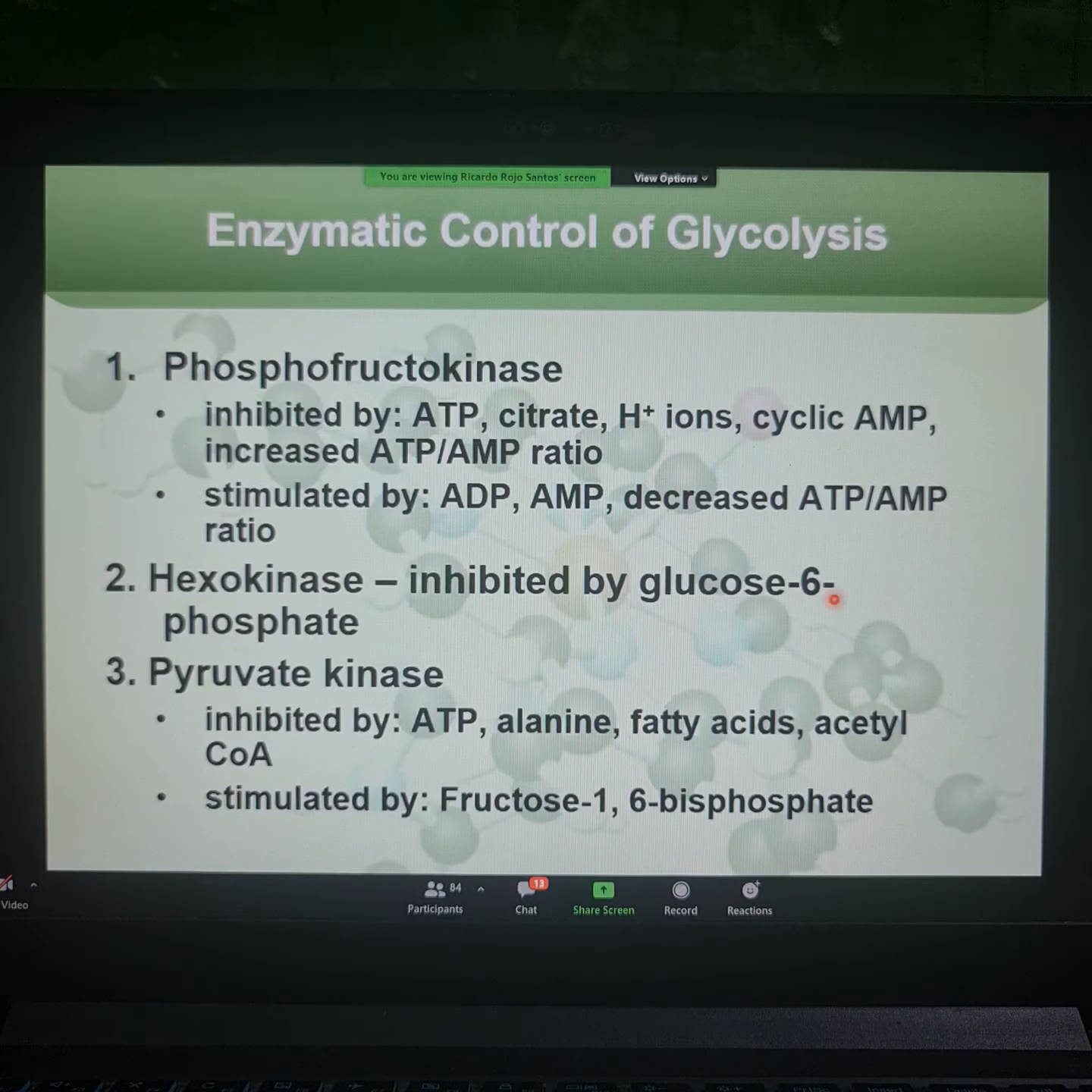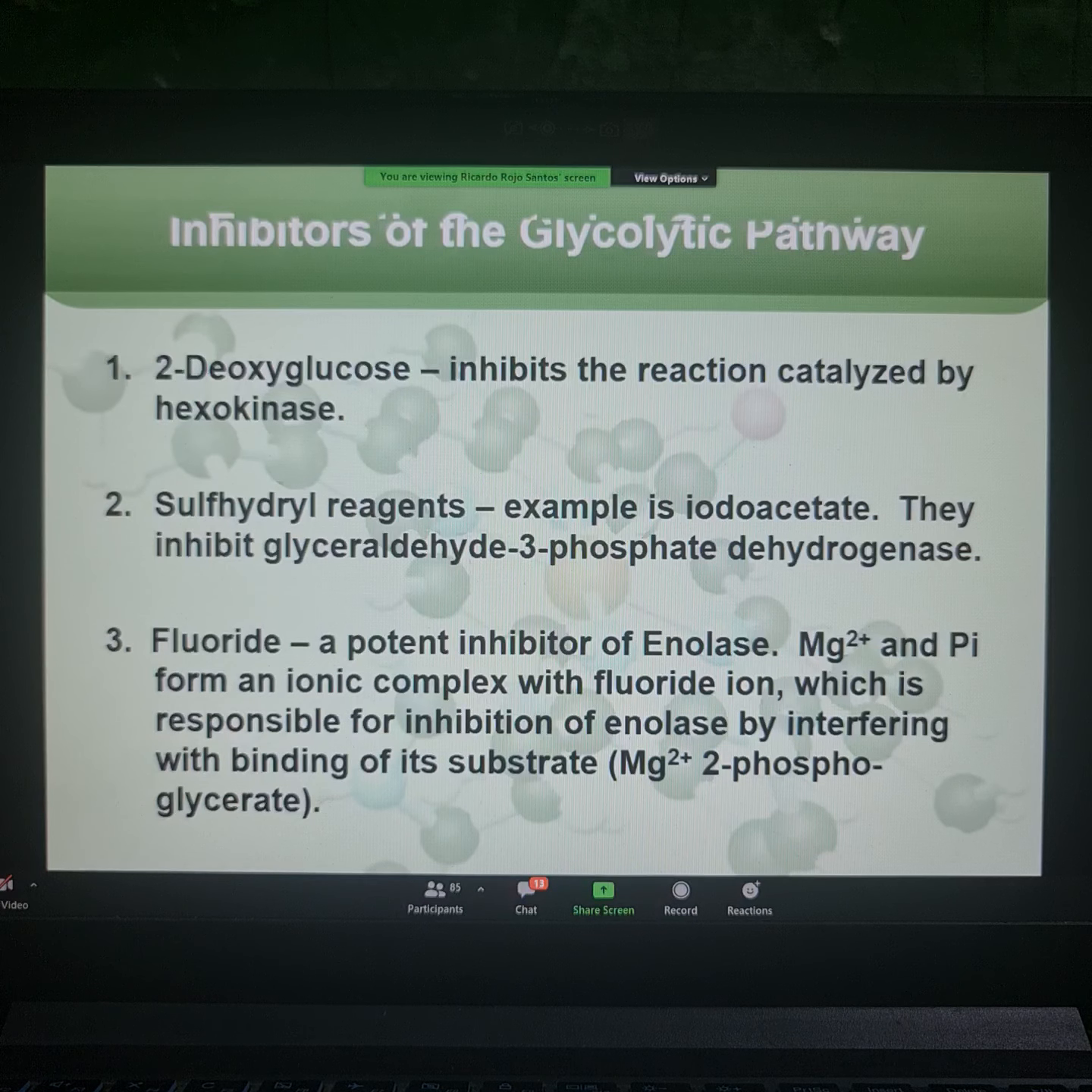Another thing, glucose 6-phosphate is an inhibitor of hexokinase but not glucokinase. And pyruvate kinase is inhibited by ATP, alanine, fatty acids, acetyl-CoA. Why alanine? What did I say earlier? That when you have an excess of pyruvate, you convert it to alanine through transamination reaction. Okay? And it is stimulated by fructose 1,6-bisphosphate.